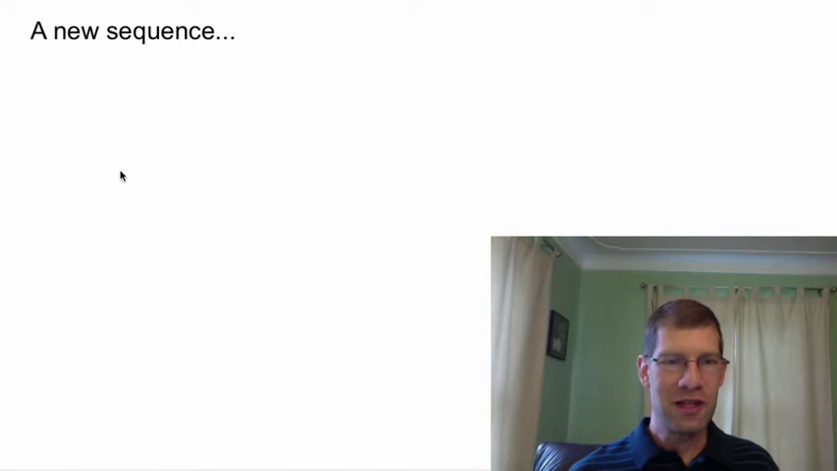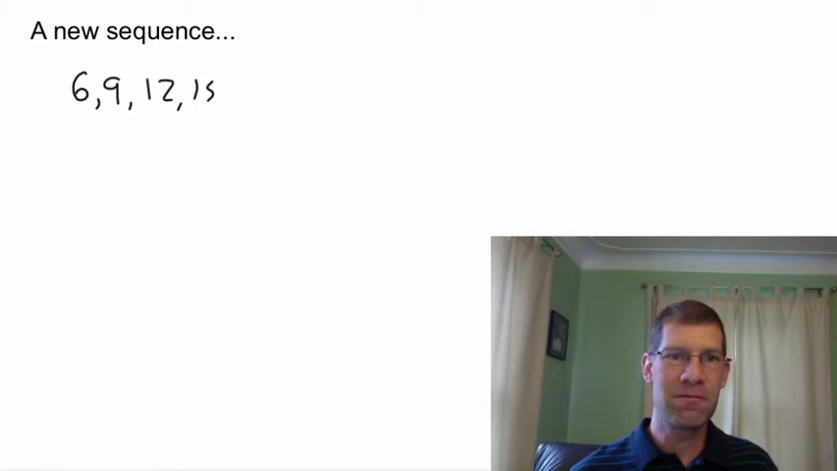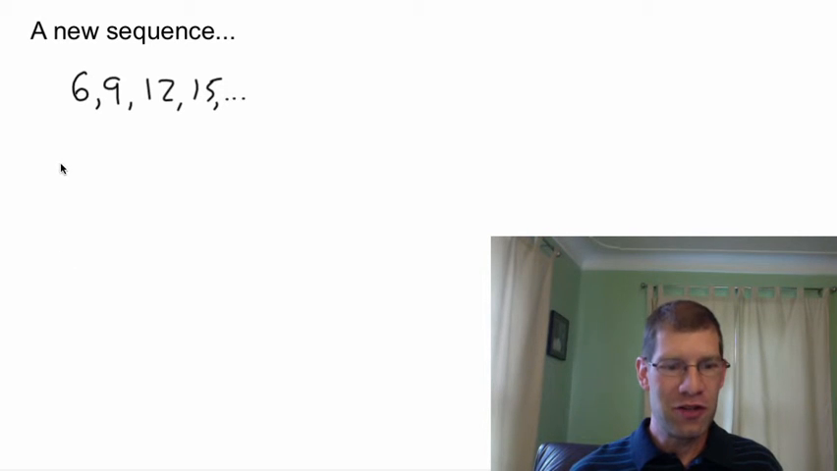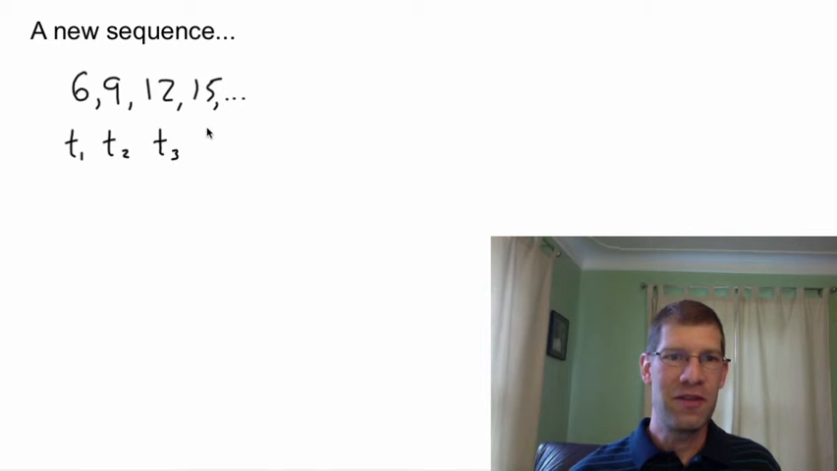Okay, a new sequence. I'm going to pick, let's say, 6, 9, 12, 15. So if you take a look at that, it's going to be a sequence, starts at 6, and to get from one number to the next, each time we're adding 3. And if you wanted to, then you could say the 6 is going to be T sub 1, so I'm just going to write that down below. The 9 is T sub 2, 12 is T sub 3, the 15 is T sub 4.